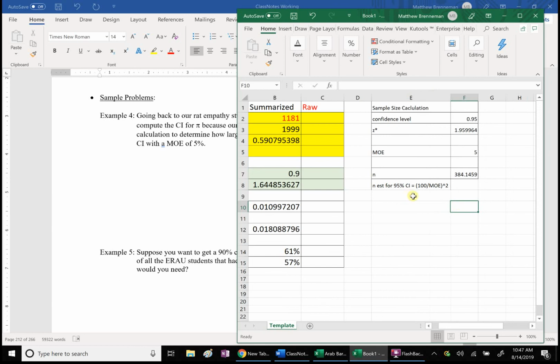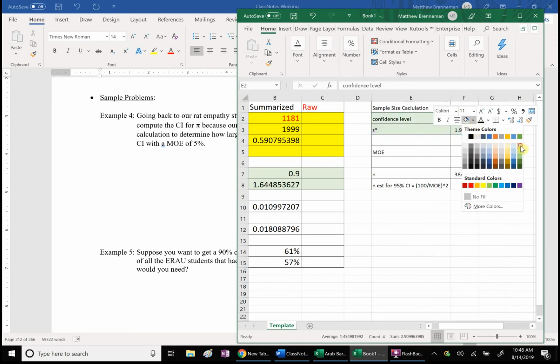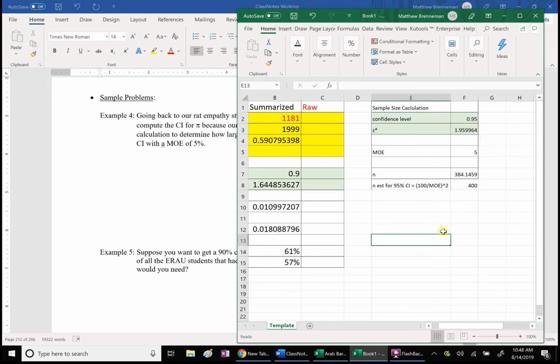Okay. Again, I'd rather you do it exactly, but you can see that if we actually did this calculation just really quickly, 100% divided by the margin of error squared, I'm going to get 20 squared, which is 400. Okay, so I'm going to get something pretty much in the ballpark. So this is kind of a nice, easy way to actually check your work.